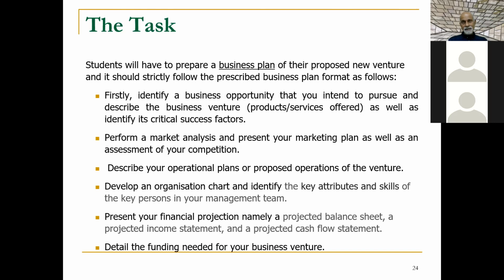Then when you describe the structure, after you have shown the operational organization structure, you must describe the structure and also talk about the key attributes and skills of the key persons in the management team. Okay. So what experience or skills do the key persons heading your various sections have? Let's say you have the finance manager. Then describe the role he plays and what his goals are. Okay.